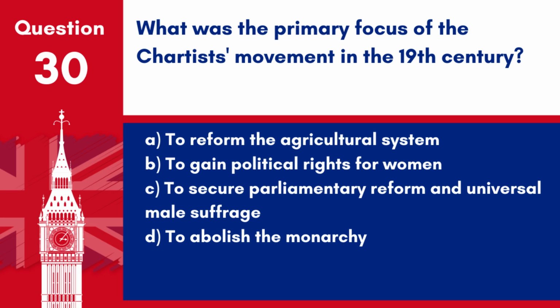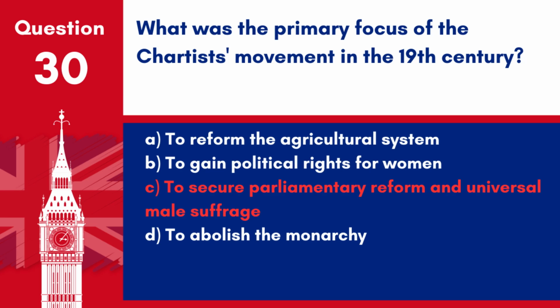Question 30. What was the primary focus of the Chartists' movement in the 19th century? A. To reform the agricultural system. B. To gain political rights for women. C. To secure parliamentary reform and universal male suffrage. D. To abolish the monarchy.